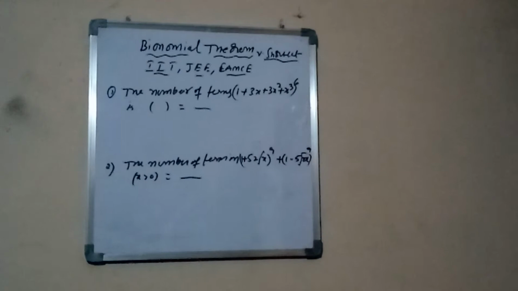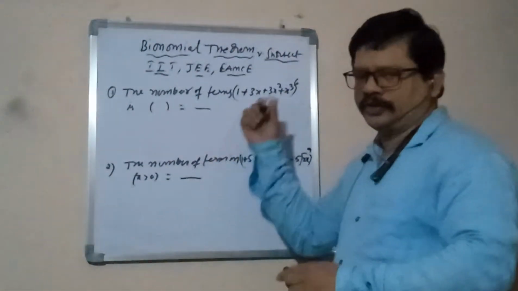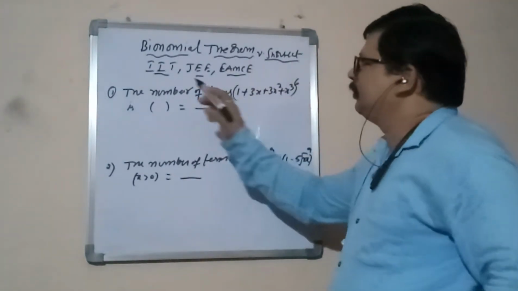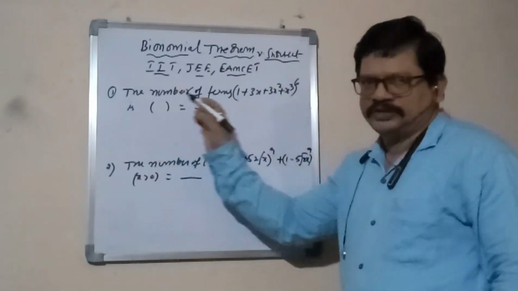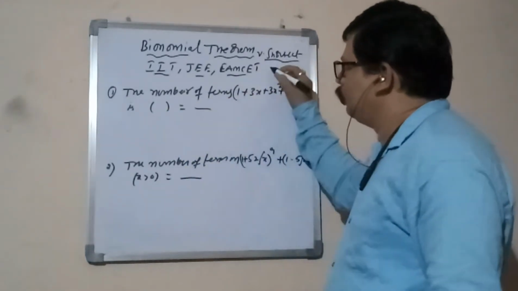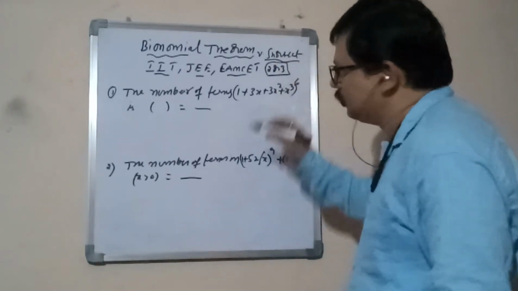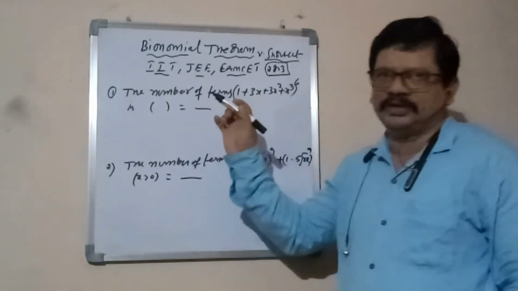Now let us discuss the binomial theorem. Very easy shortcuts, look here. Within 1 second I will tell the answers. This type of question is very important for IIT JEE and MCET. It carries 2 or 3 marks in the examination. This is a very important chapter.